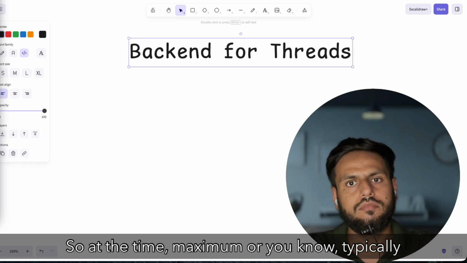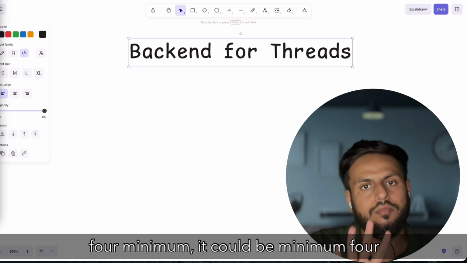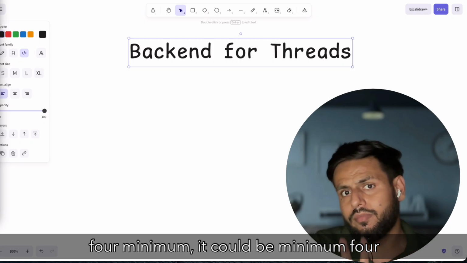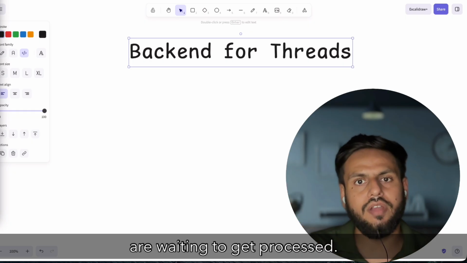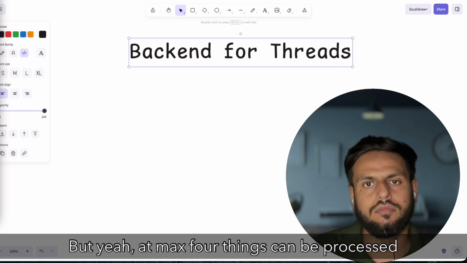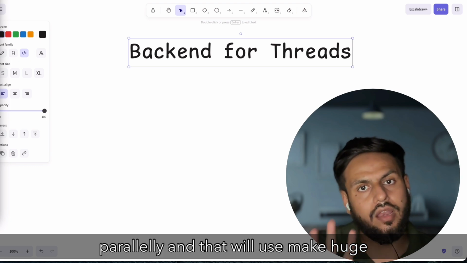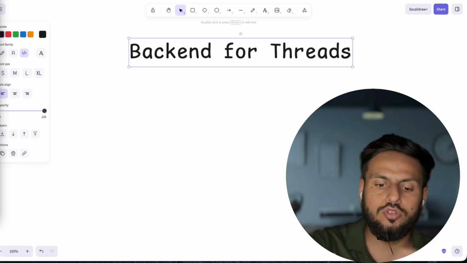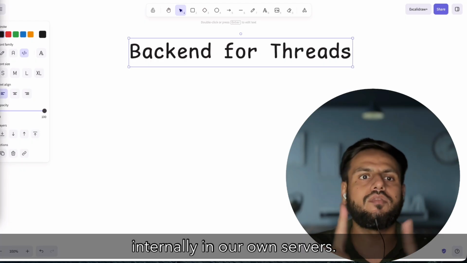So at a time, maximum, or typically, four could be processed; it could be a minimum of four, depending upon how much traffic there is and how many things are waiting to get processed. But at max, four things can be processed in parallel, and that gives a huge performance boost, since everything happens internally in one server.